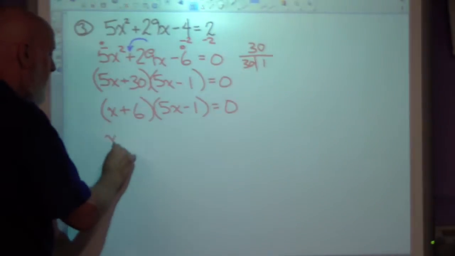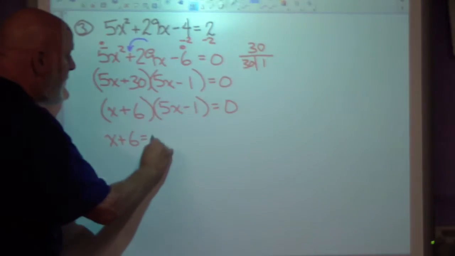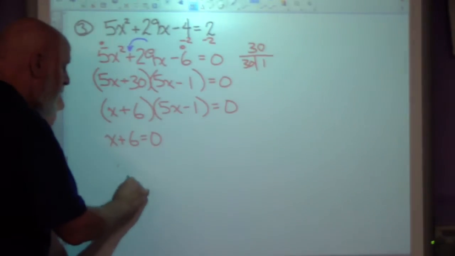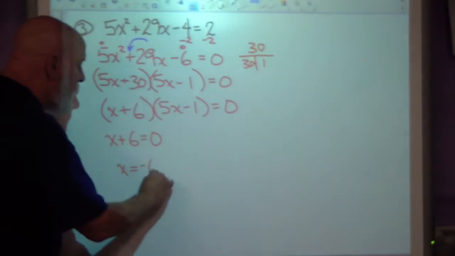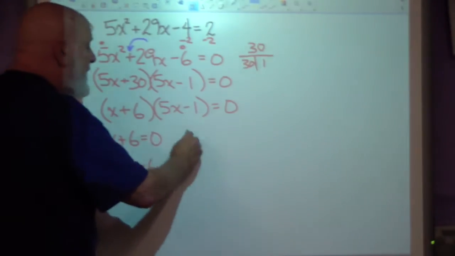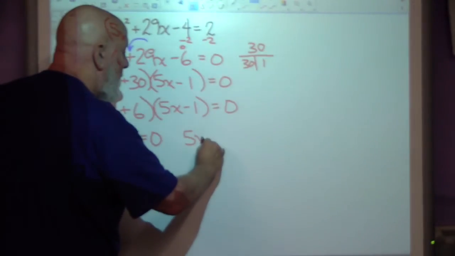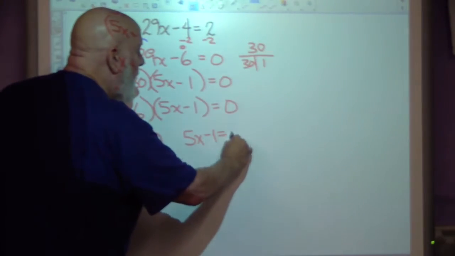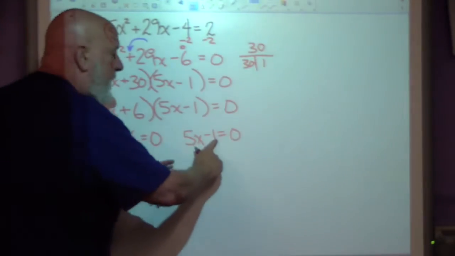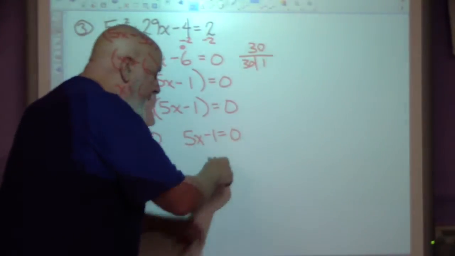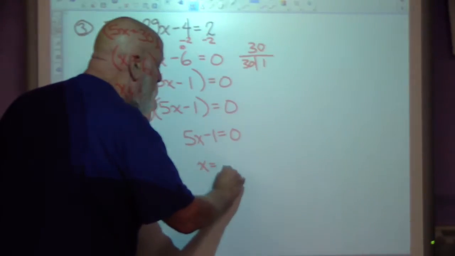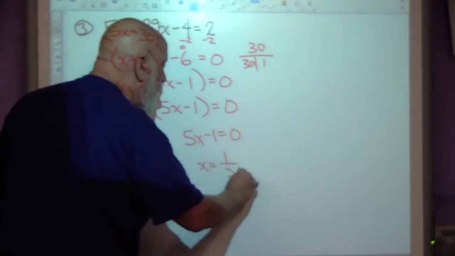If I set this equal to 0, I get x is equal to negative 6 by subtracting 6 from both sides. If I set this equal to 0, I get x is equal to 1/5. If I add 1 and then divide by 5, I'll wind up with x is equal to 1 over 5.